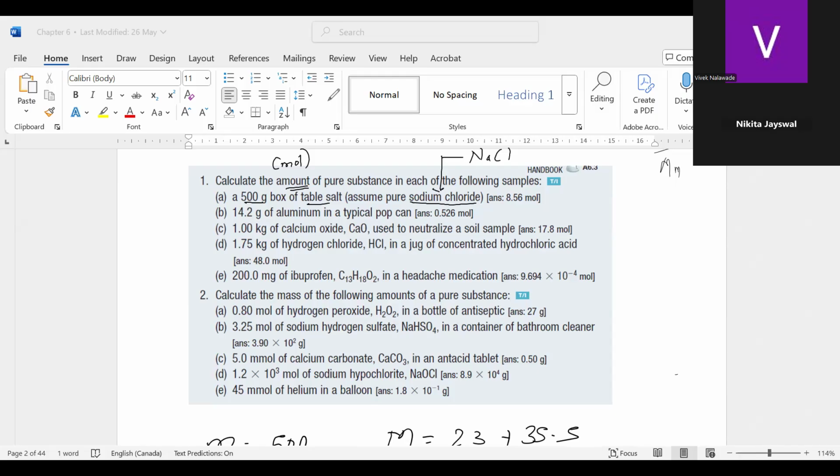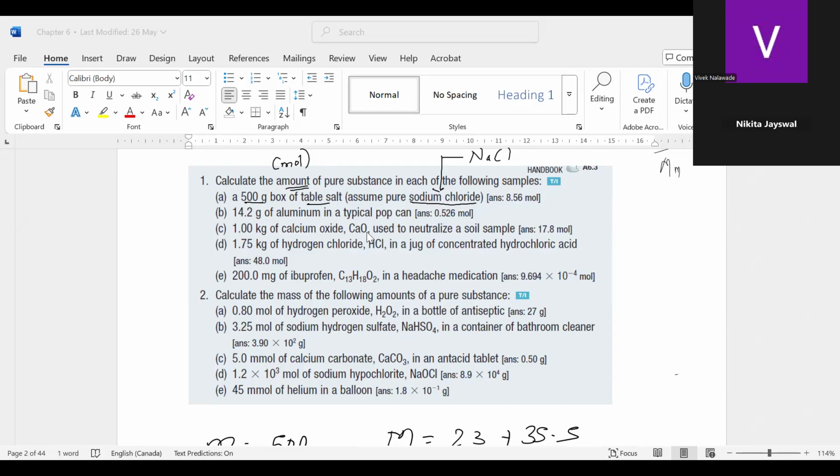I got 56. Okay, 56 for what? For C. What is 56? The molar mass, right? Yeah, molar mass. Okay, what about the moles? We have to calculate the moles.